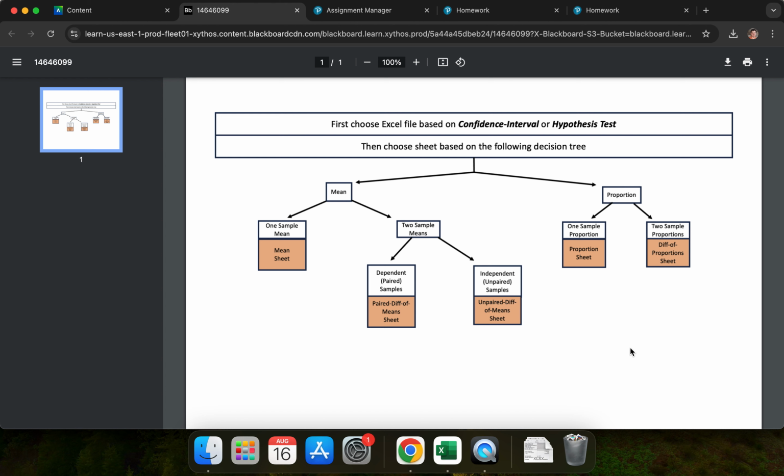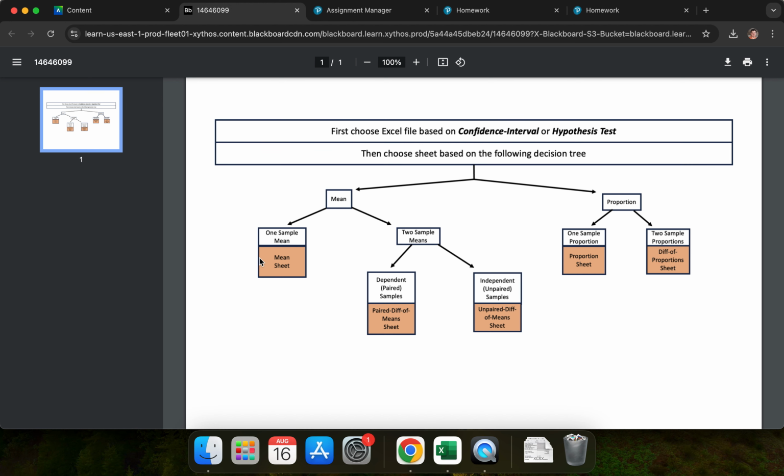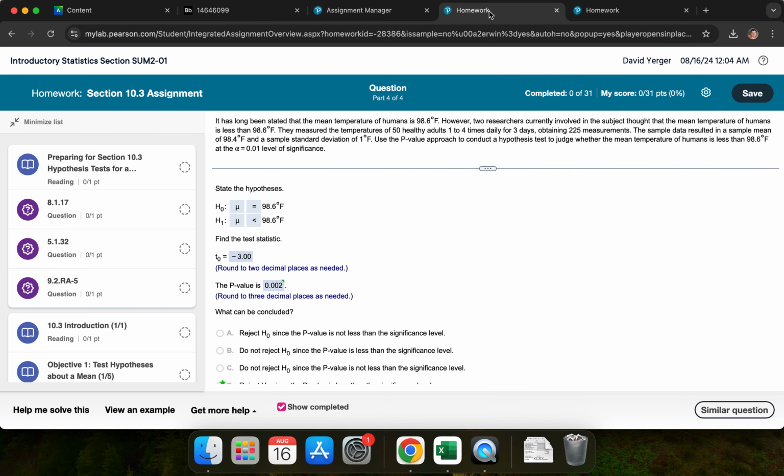That's one of the most difficult parts of this third part of this course. Practice helps a lot with being able to make the correct decision on what sheet to use. So let's look at a couple examples.